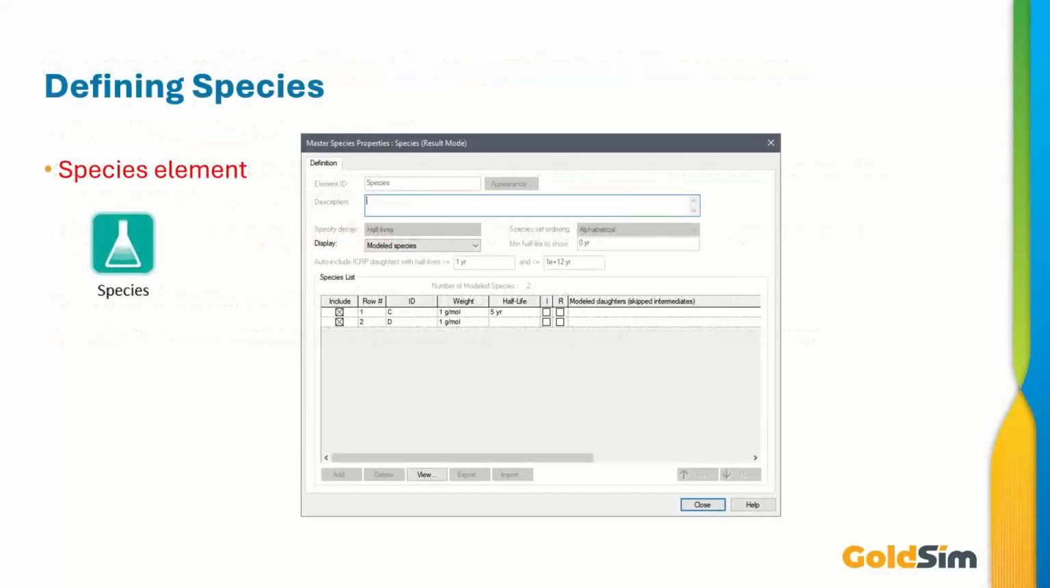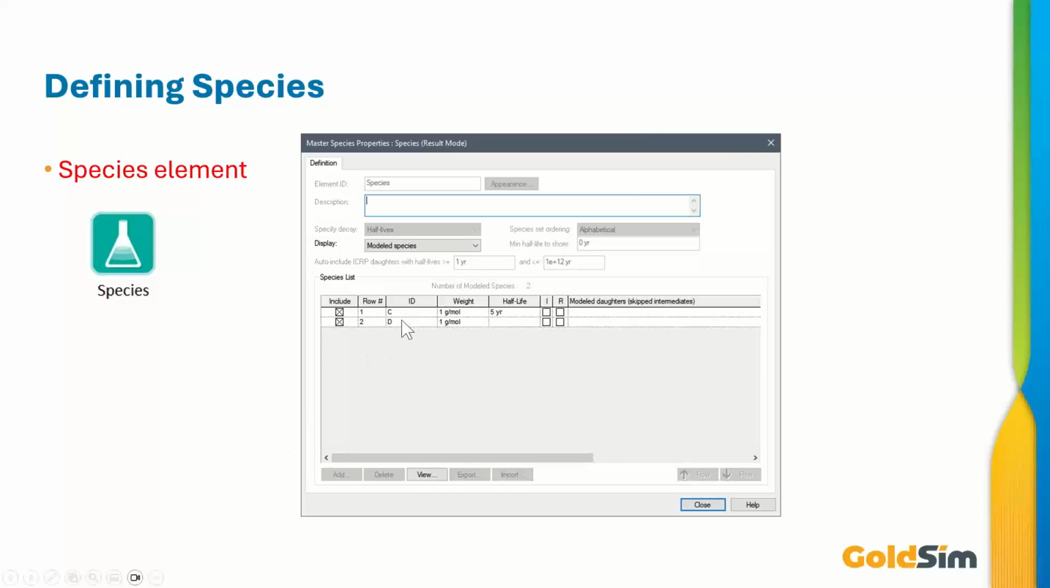So when we define species, GoldSim doesn't understand chemistry. That's important to understand. It does understand radioisotopes. So if you were doing a radionuclide transport model, there's an entire database of all the radioisotopes that are built into GoldSim. So it knows who the daughter products are, what the half-lives are. But for a typical model, let's say you're modeling metals or organics moving through a system, it doesn't know any of that. You have to tell GoldSim all the properties.